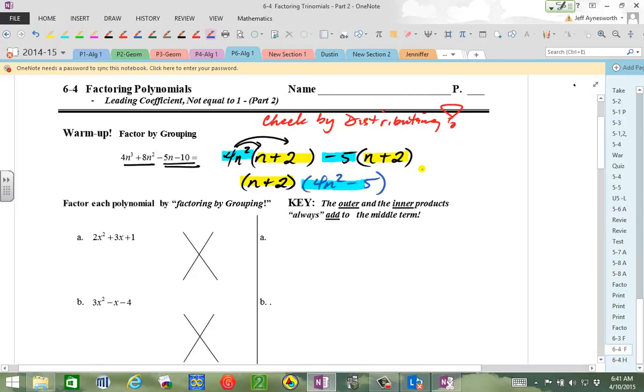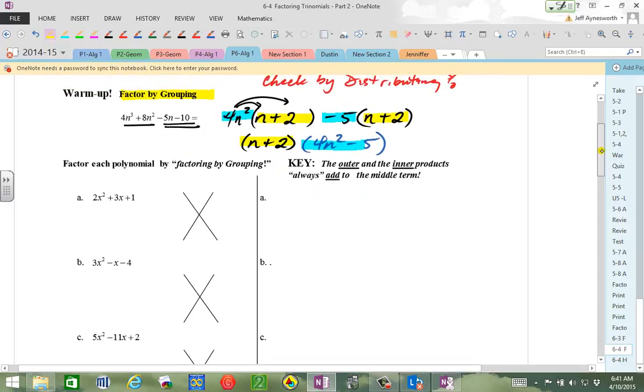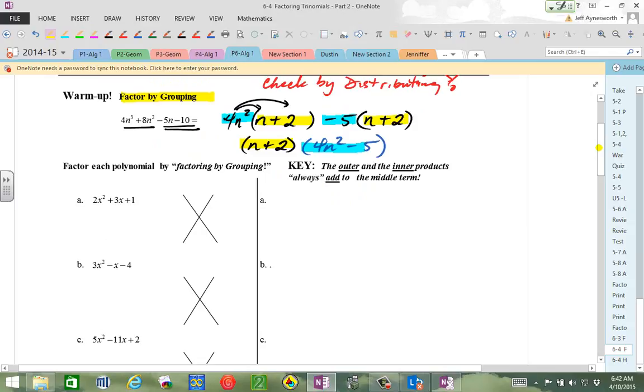Now you can check with FOIL if you want, but here's your factor pair right here: n plus 2 times the quantity 4n squared minus 5. We call that factor by grouping. That's our main technique. We're going to use that to factor all the trinomials. But the question is, how do you split this middle term?